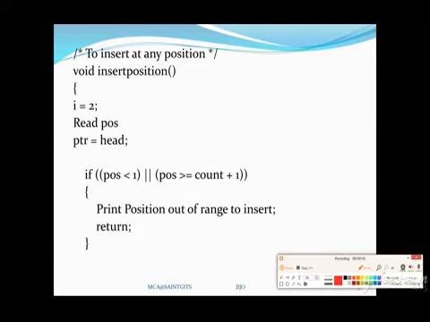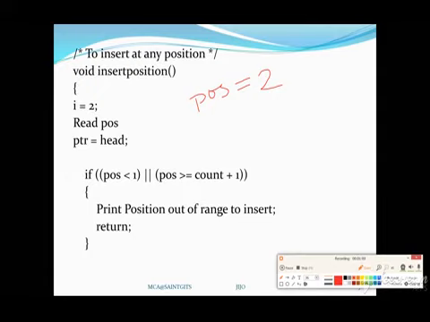Read position. Just assume we have to read the position. Position is equal to 2. That is, we have to insert a particular node to the second position. PTR is equal to head. That is the starting node. Position less than 1? Here position is equal to 2. Okay. Then position greater than or equal to count plus 1. That is if there is only one node.